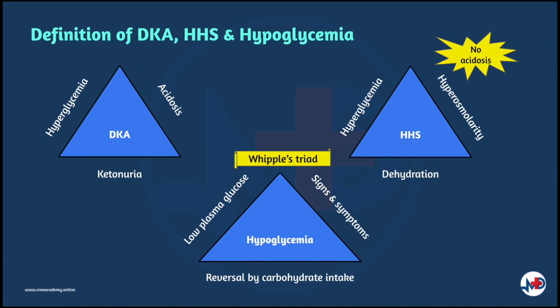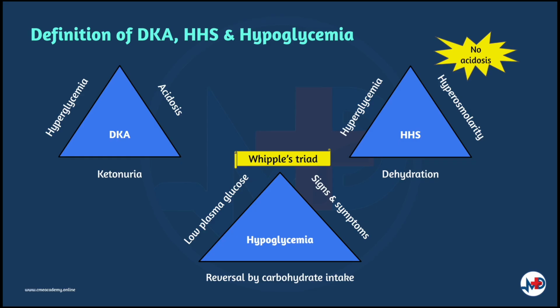Let's begin by understanding the definitions of these terms. Hypoglycemia can be explained by the Whipple's triad, which essentially is characterized by low plasma glucose level of less than 3.9 millimoles per liter, presence of autonomic or neuroglycopenic symptoms, and reversed by carbohydrate intake.